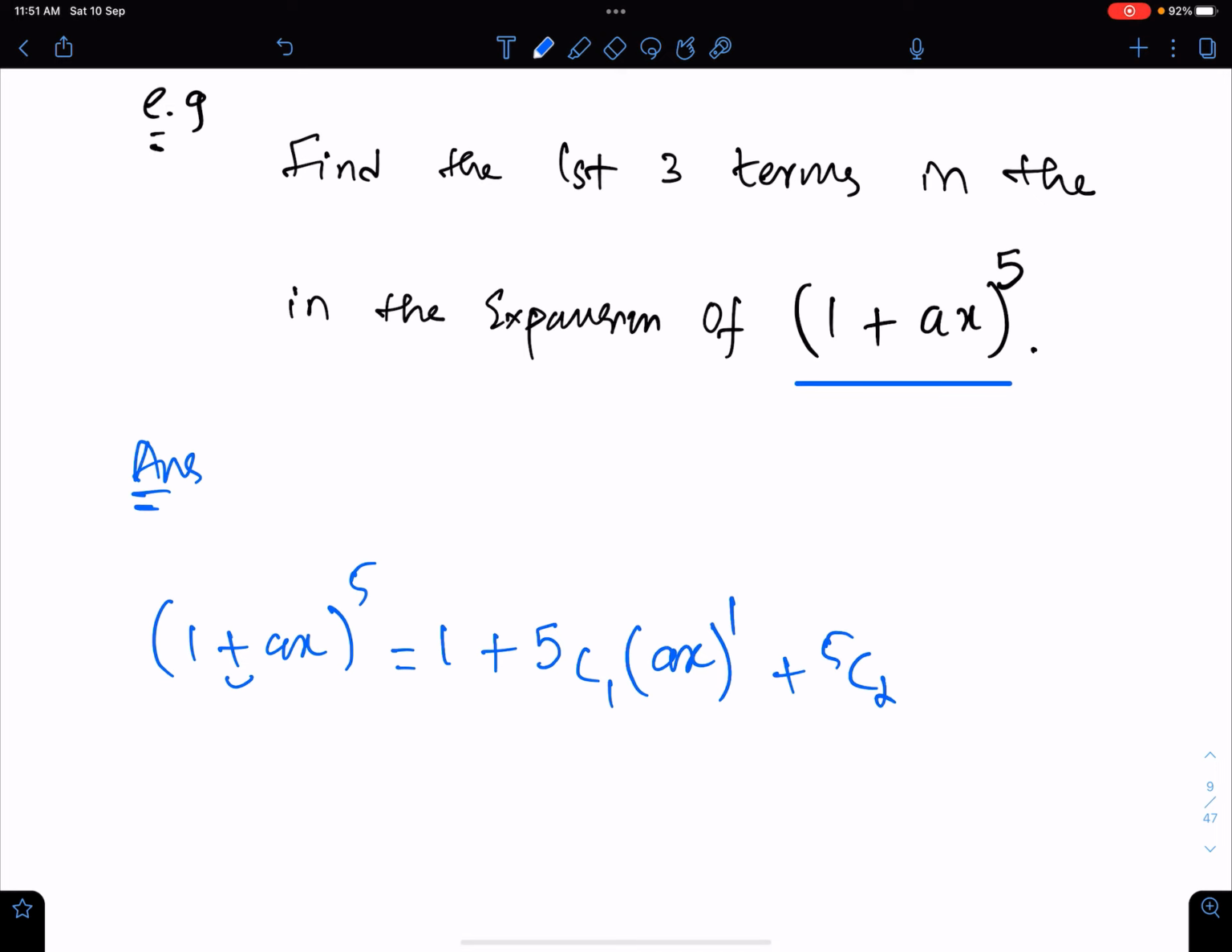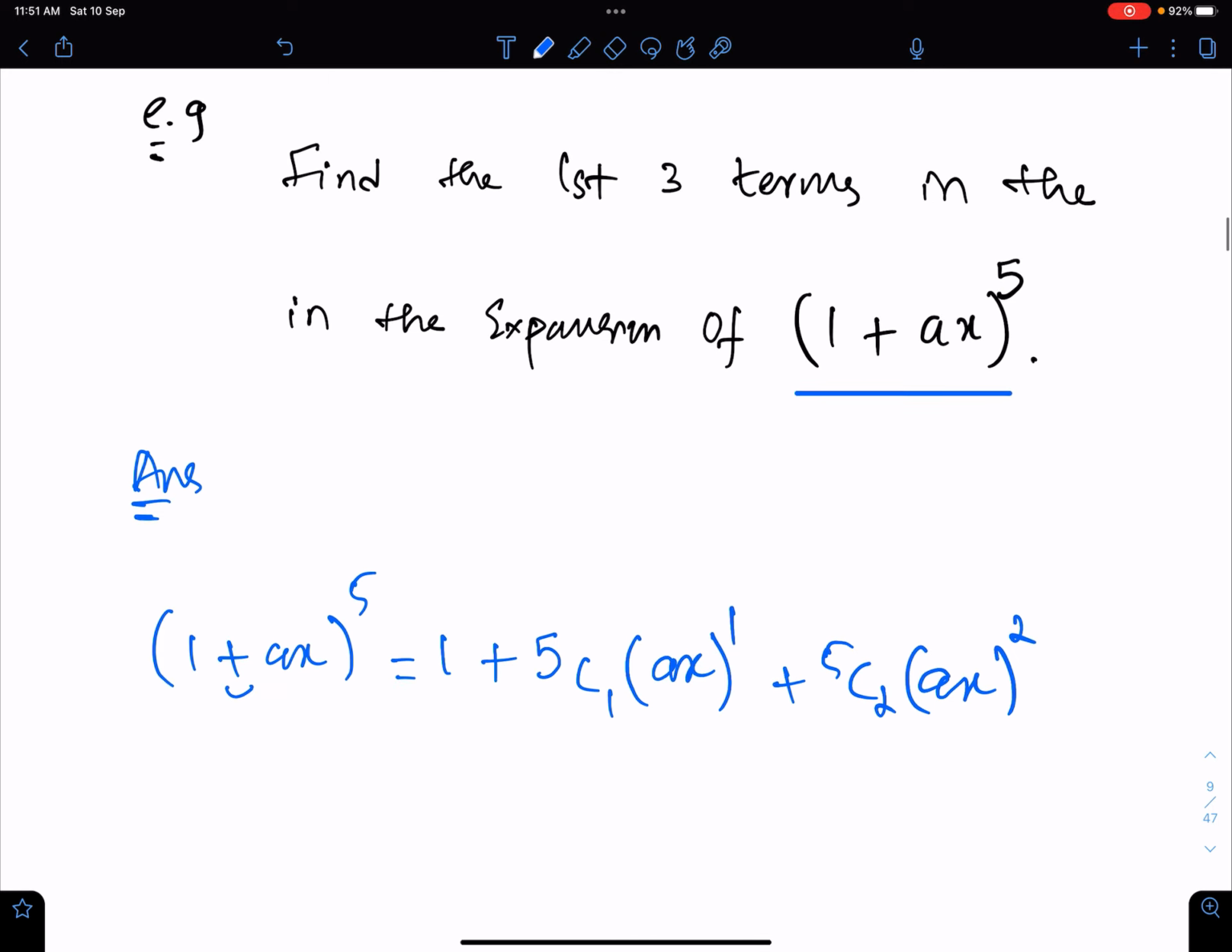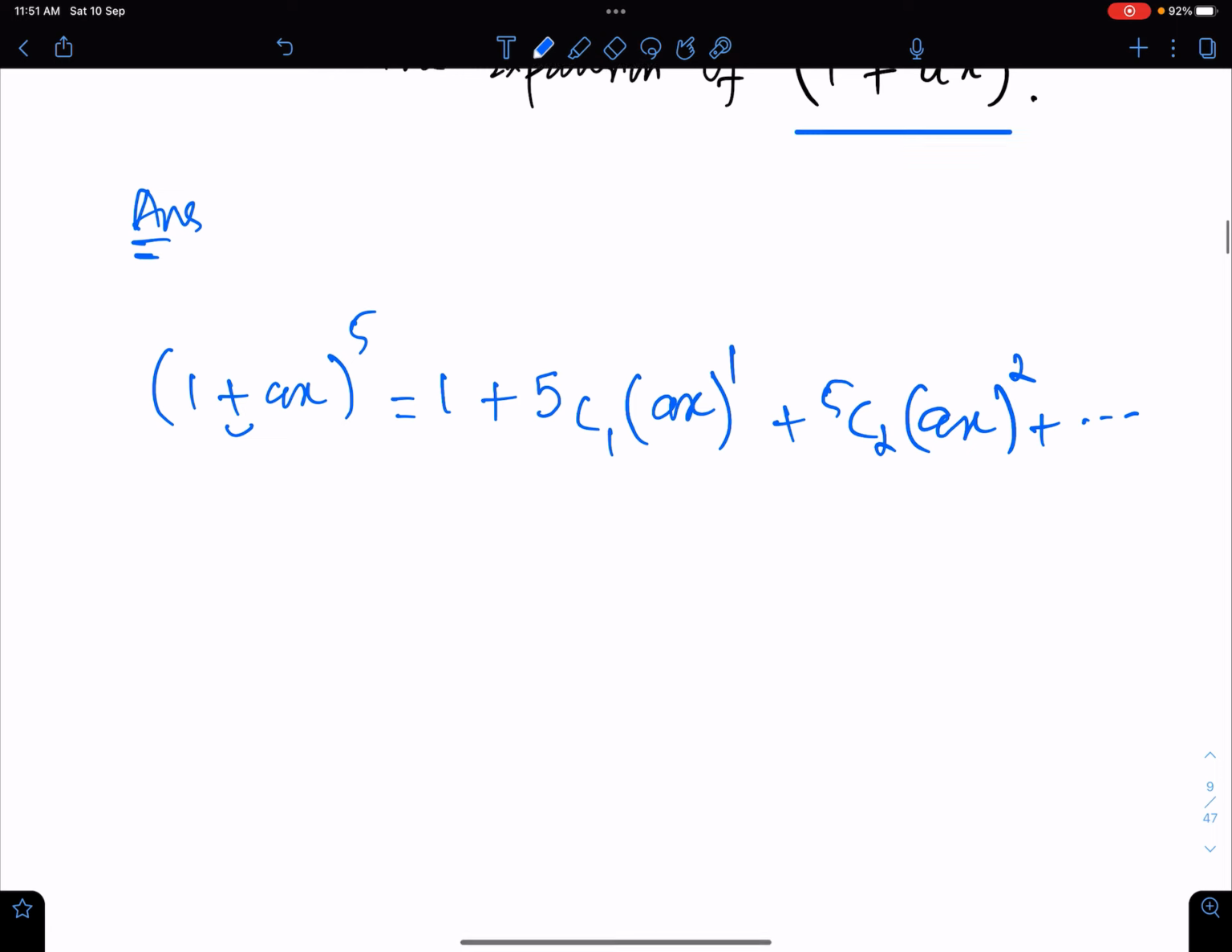Then 5C2, ax power 2. That's it. We have to find just three terms. So this is the first term, this is the second term, and this is the third term. We just need to simplify this. 5C1 is 5, ax. 5C2 is 10, a square, x square. That's it.